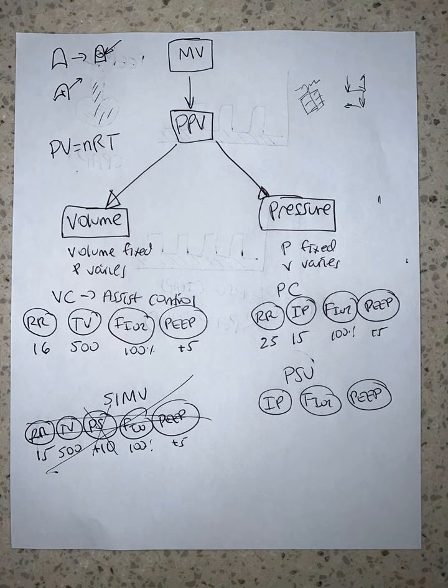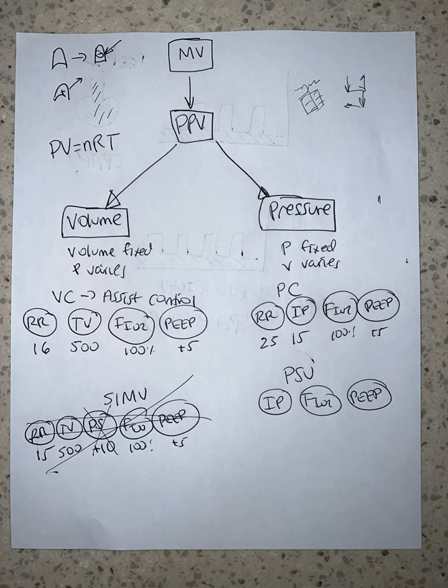In volume ventilation, there's typically volume control, which we also call assist control. In volume control, the respiratory rate we dial in, the tidal volume we dial in, the FiO2 we dial in, and the PEEP we dial in. We'll talk about PEEP later. The respiratory rate that you put on volume control is a backup rate. That's why it's called assist control.